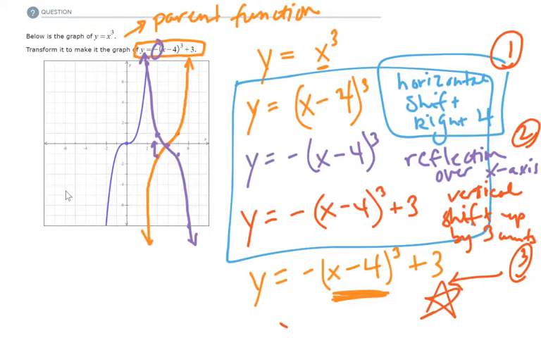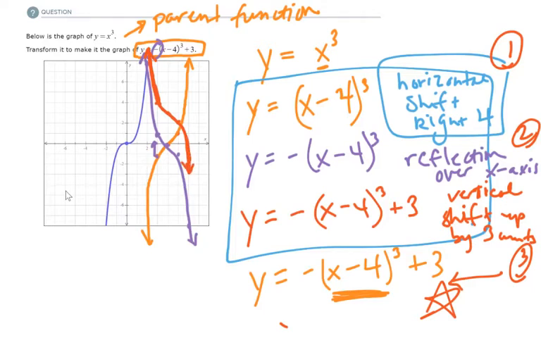And then we shift it up by 3, which will be done in red. 1, 2, 3. So my final result is this red graph.